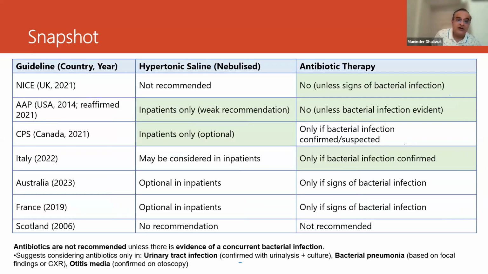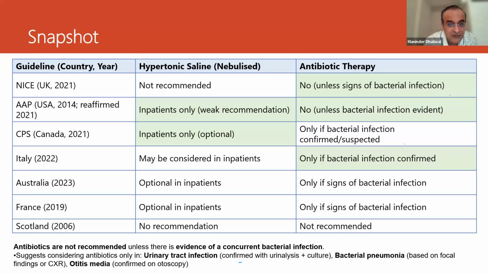Then comes hypertonic saline and antibiotic therapy. Hypertonic saline is being used and 3% is readily available. You can use it. The recommendation is optional or weak. And I think everybody in India gives 3% saline because there's no other evidence of any other medication working.